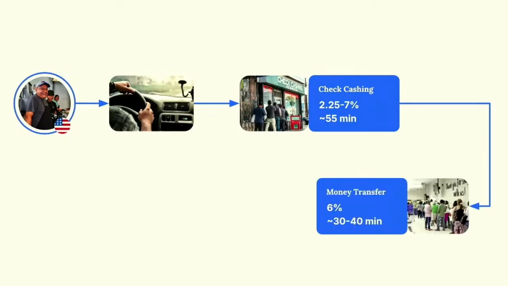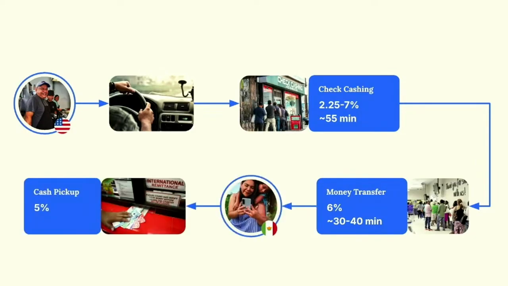Miguel then has to go and actually support his family, and so he'll send some amount of his paycheck, between 30 and 50%, abroad. And then finally, the family member has to go and pick up this money. Again, just another kind of time and cost investment in order to help facilitate this transaction.